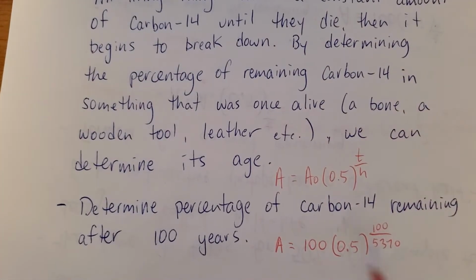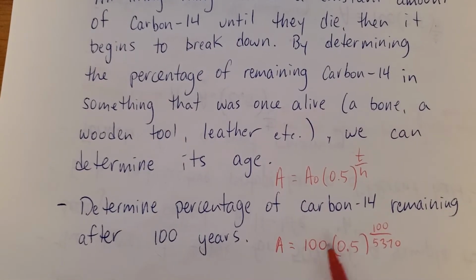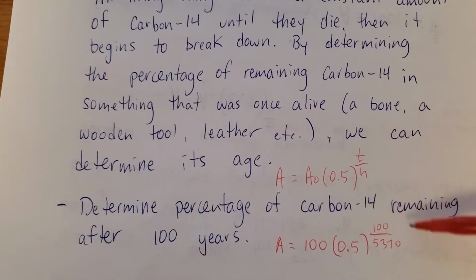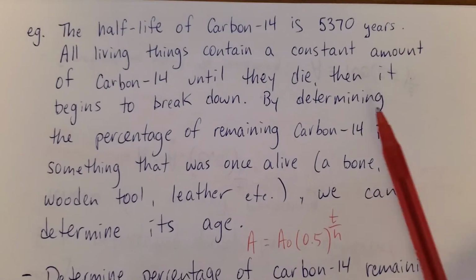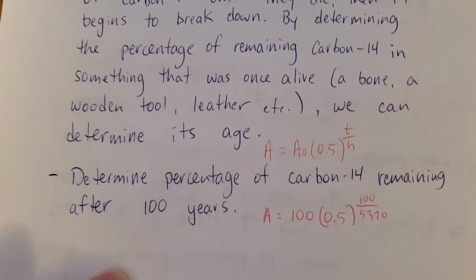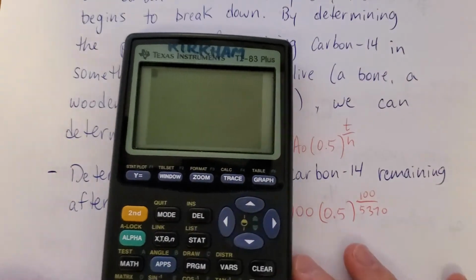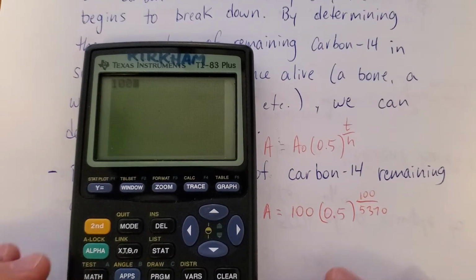Okay, so the starting amount, 100%. It's always 0.5 in brackets. And then time divided by half-life is the exponent. The units have to match, and it's all good. It's 100 years here. It was 5,370 years here. Okay, if we put this into our calculator, just the way we wrote it down, it should work.